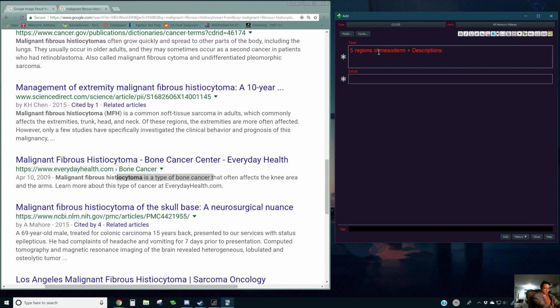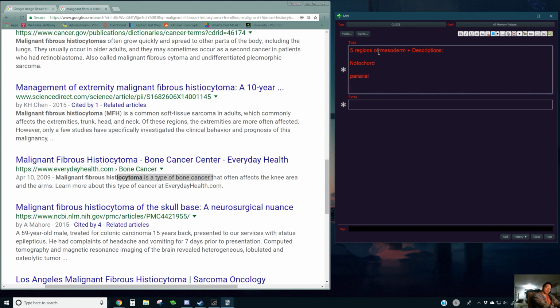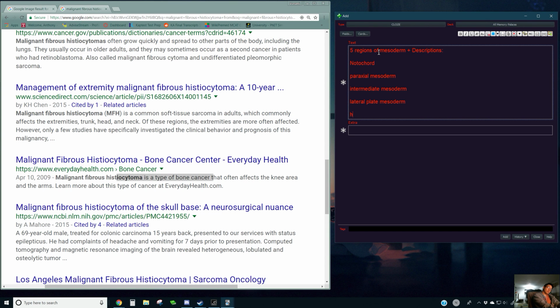Let's name them. Neural crest, paraxial mesoderm, what else? Intermediate mesoderm, lateral plate mesoderm, head mesenchyme. Alright. So I was able to recall this pretty fast.